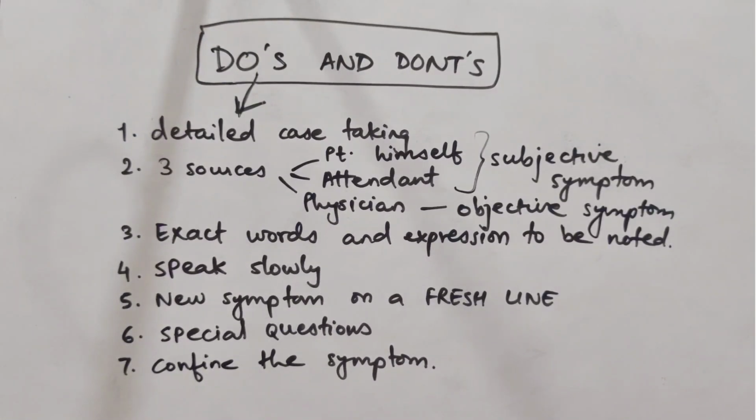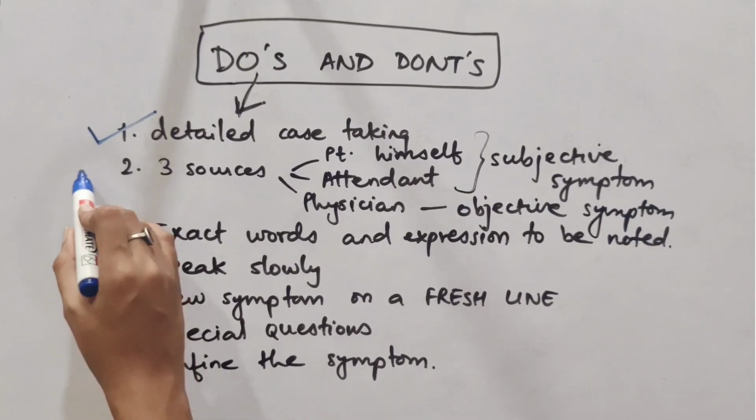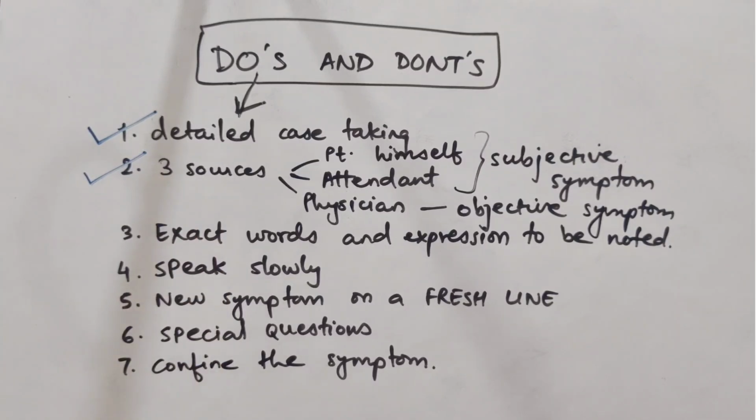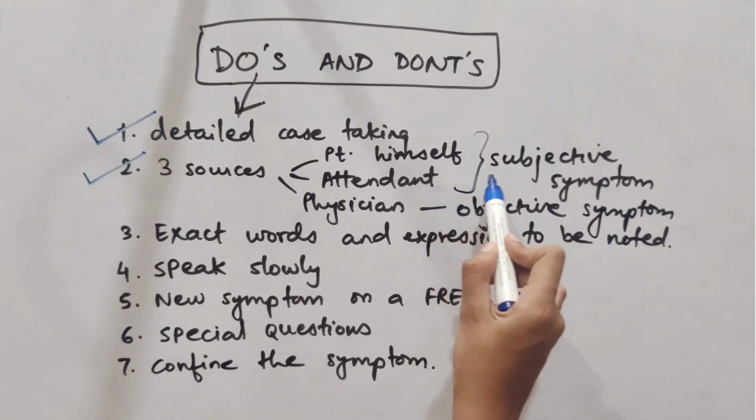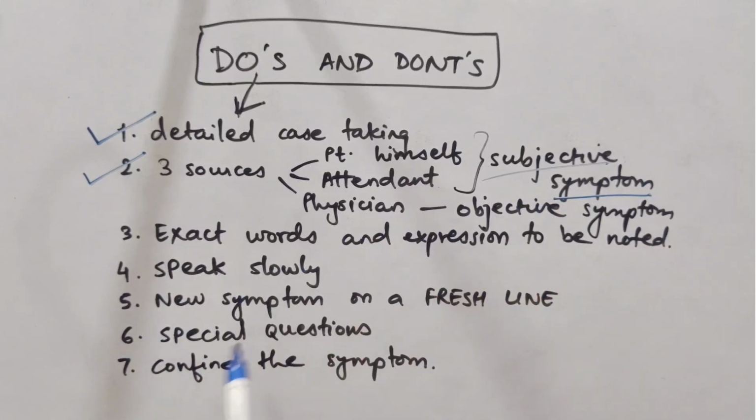Now comes the do's and don'ts of case taking. First, we'll see the do's of case taking. First point is detailed case taking. The patient's detailed history should be taken. Now there are three sources from which the symptom can be extracted. First is the patient himself. Second, the attendant can give the symptom or the data. And third is the physician himself. Now, patient and attendant symptoms are known as subjective symptoms, and the symptoms which are observed or noticed by the physician are known as objective symptoms.